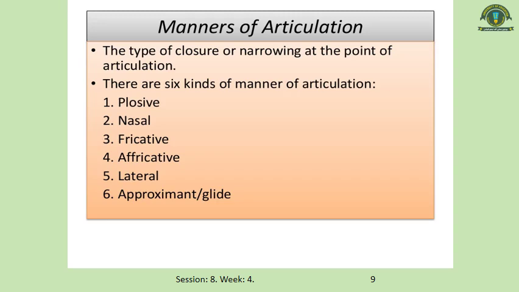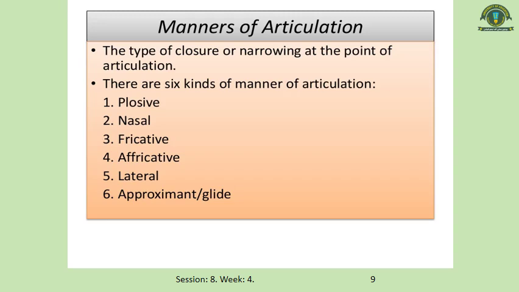There are 6 kinds of manner of articulation, and this manner of articulation is closely attached with the point of articulation. When two lips are together, absolute closure is there, and we are left with what kind of consonants? Plosives or stops. Are you getting the point?